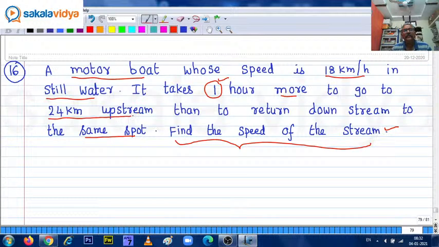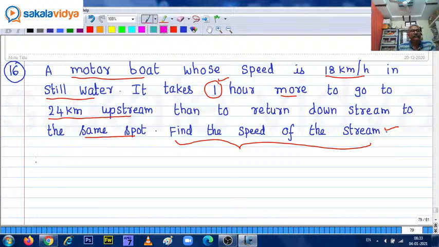So that's why we can write, for example, t1 is the time taken to travel upstream and t2 the time downstream. Then t1 minus t2 becomes 1. Substitute and simplify. You will get a quadratic equation. If you solve it, you get the x value. That is nothing but the speed of the stream. So this is the plan. So let us execute this plan now.